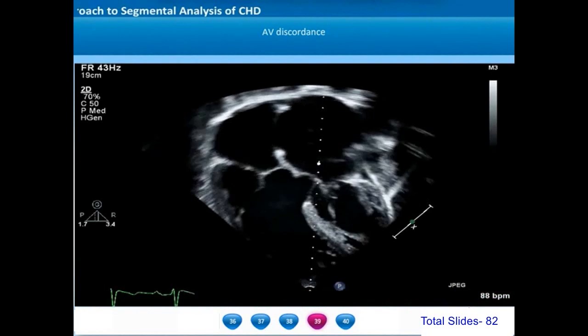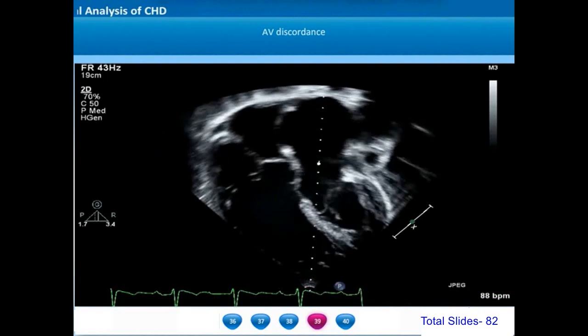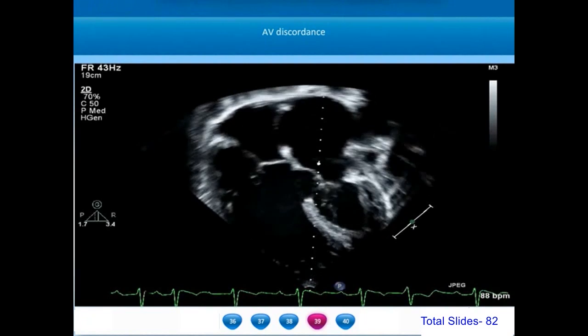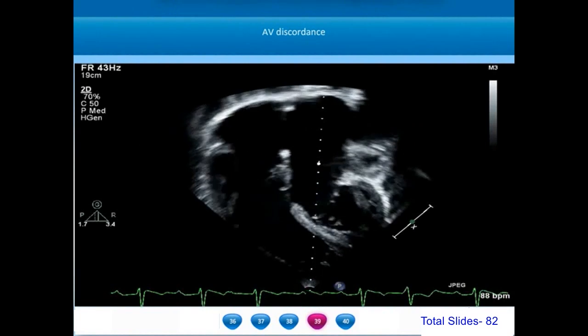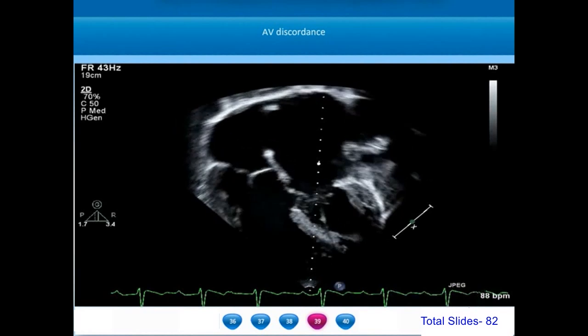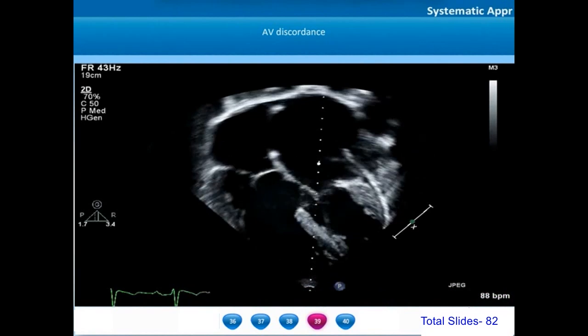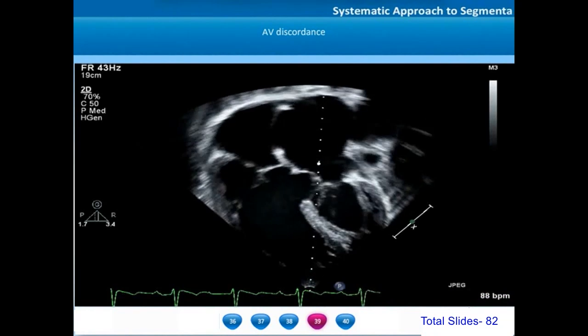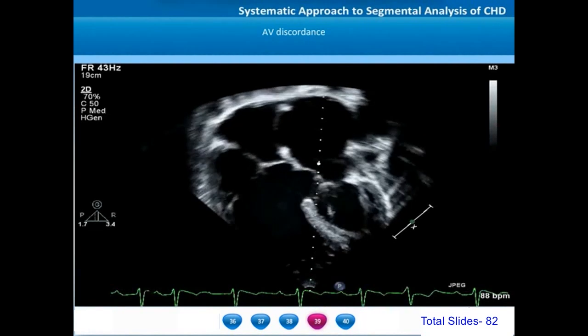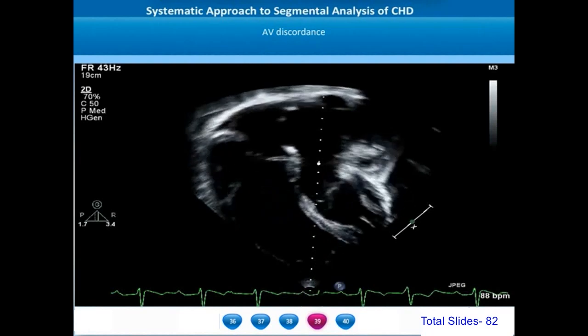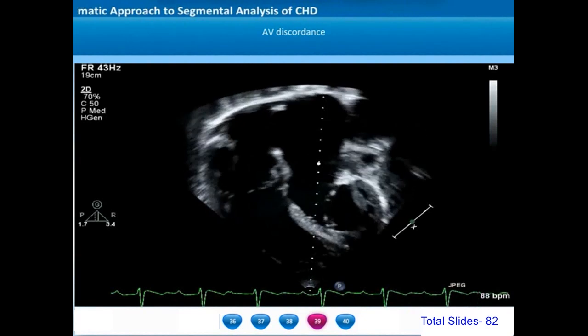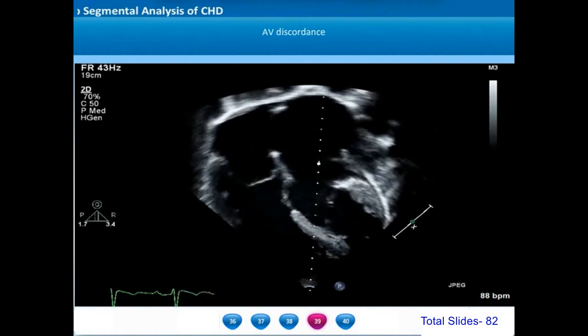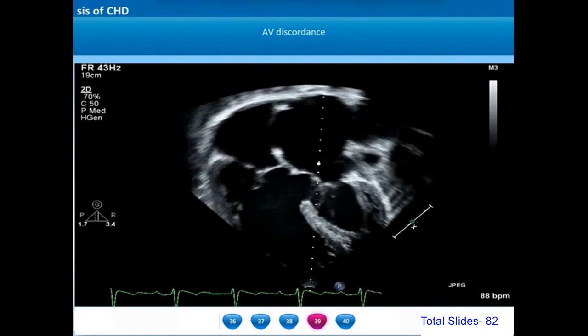So this will represent the right atrium getting connected to the morphological left ventricle and the left atrium getting connected to the morphological right ventricle. We can also notice that the atrioventricular valve shown on the right hand of the screen has got a lot of attachment towards the interventricular septum. So this is a septophilic tricuspid valve. The other is a septophobic mitral valve.